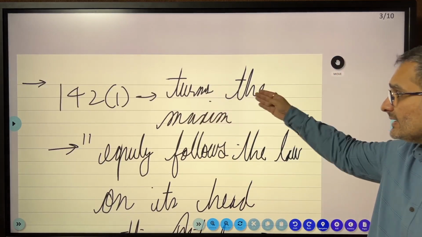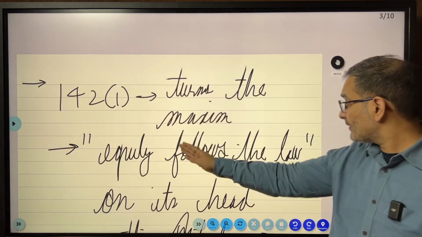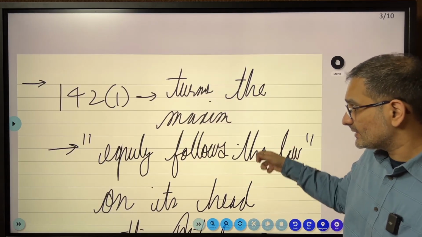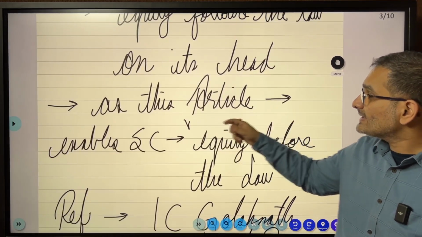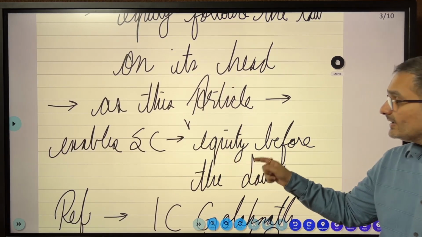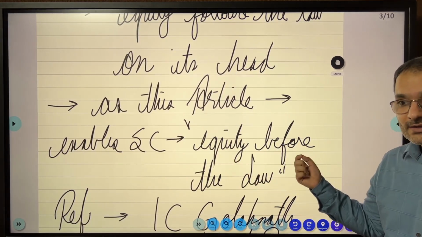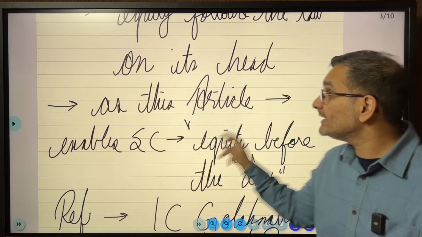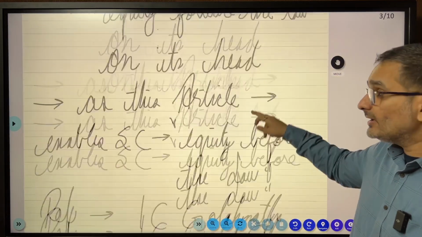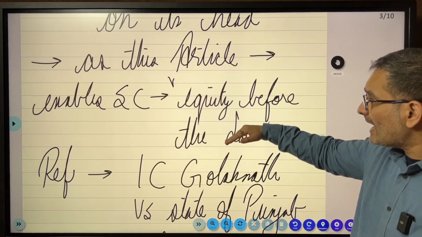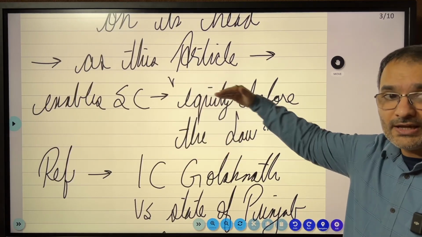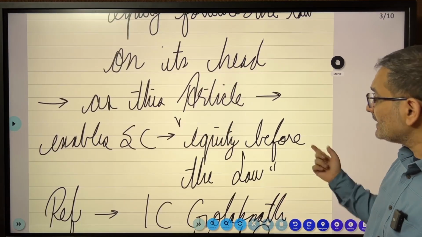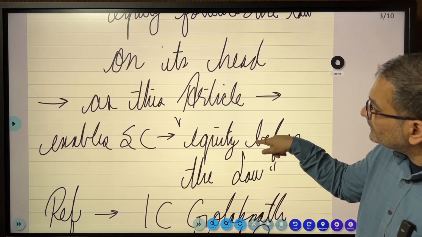Article 142 clause 1, as the judgment says, turns on its head the maxim that equity follows the law, as this article enables the SC to put equity before the law. That is, the law follows equity. So upar kya tha, equity follows the law. That is a standard legal maxim. But yahan pe kya ho raha hai, the law will follow the equity. All right, so yahan par equity comes before the law.